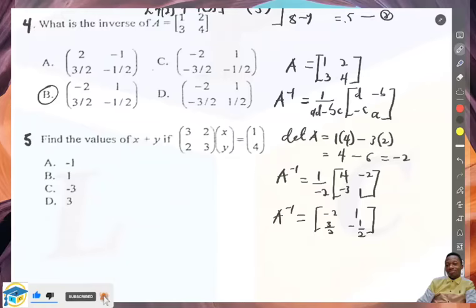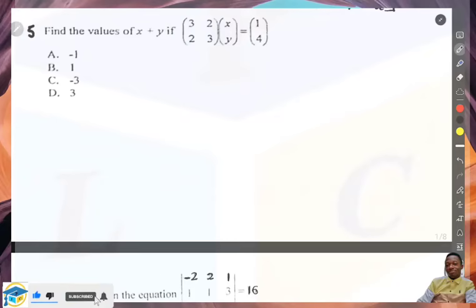Question number 5. Find the value of x plus y if the matrix 3, 2, 2, 3 multiplying x, y is equal to 1, 4. So how do you find the values of x and y? This is what we're going to do. 3 will multiply x, so we have 3 multiplying x plus 2 multiplying y. So that's going to be the first entry of the result, right?